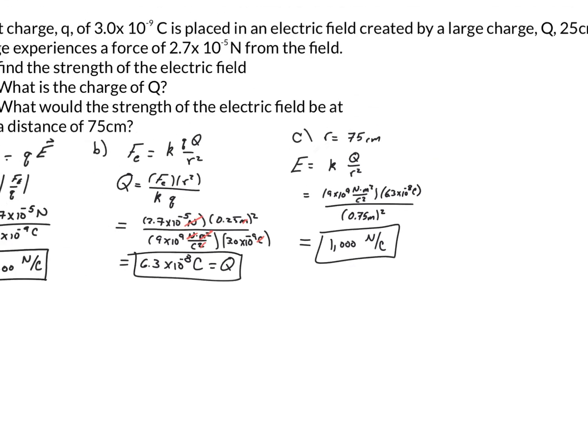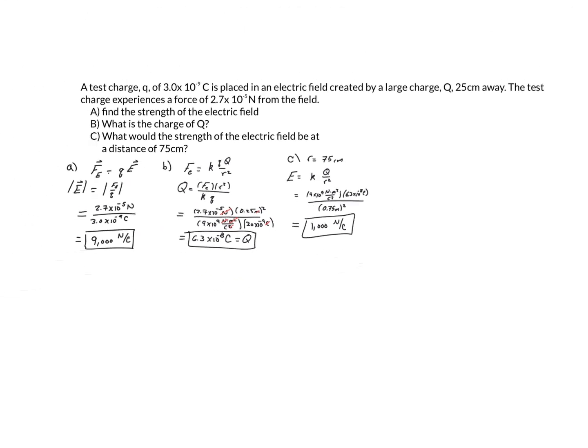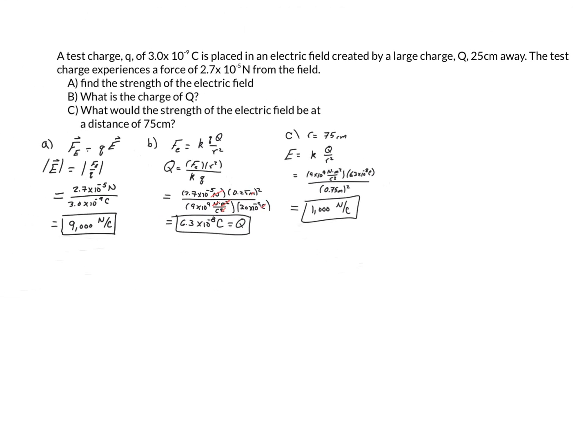Now we could have figured this out a separate way. We know that 75 is 3 times further than 25 centimeters, and since it's 1 over r squared, 3 times further away means it's 9 times smaller. So we could have taken our original number and divided by 9 and got the same answer. Now, that might have been the more clever way of going about it, but it is more error prone. So when in doubt, do the calculations, write out your numbers, and use your calculator.